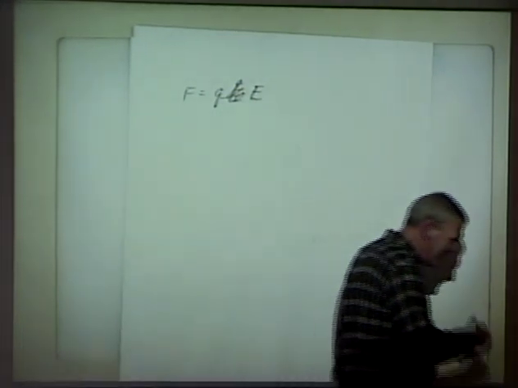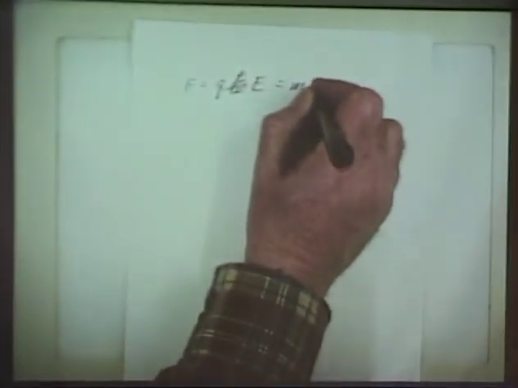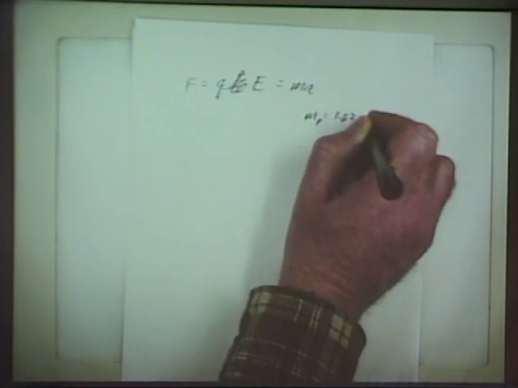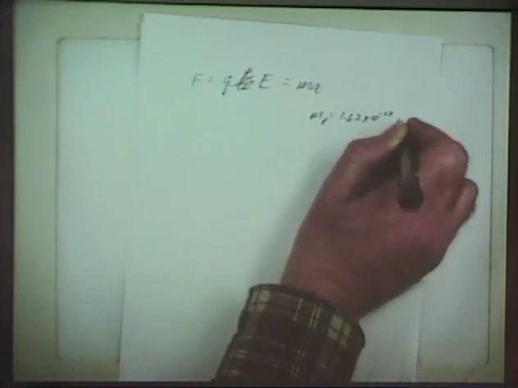So now they gave you Q, which is the charge of a proton, times the E field. So that gives you the force. What else does force equal? It equals MA. And the mass of a proton is 1.67 times 10 to the negative 27 kilograms.